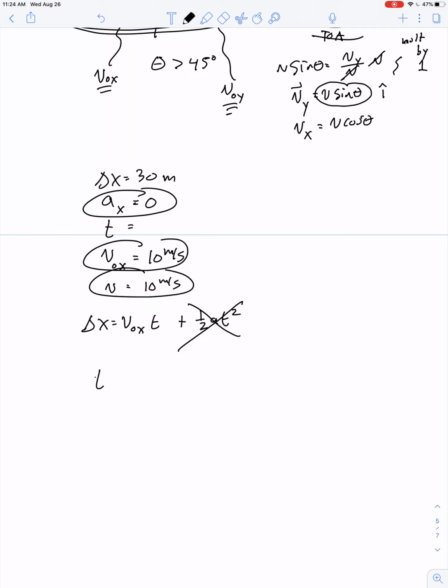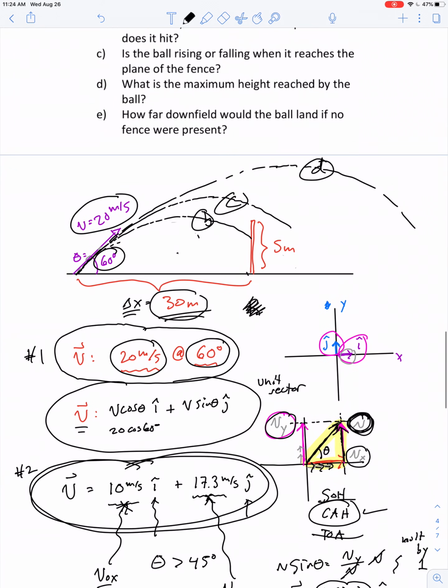So the time that it takes to reach the plane of the fence is equal to the distance to the plane of the fence divided by the horizontal speed. So this is 30 meters divided by 10 meters per second, which gives us a time of 3 seconds. So whether it strikes the fence, clears the fence while it's falling, or clears the fence while it's rising, whichever case that is, the one thing we know for sure is by the time the ball has reached the plane of the fence, 3 seconds will have elapsed.